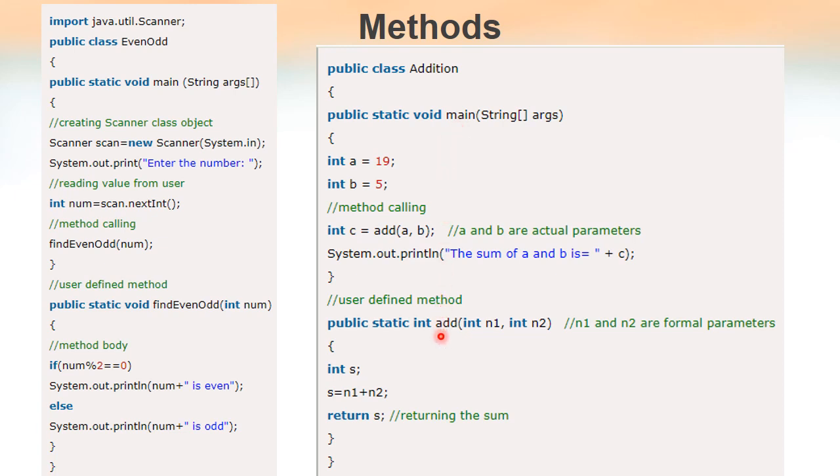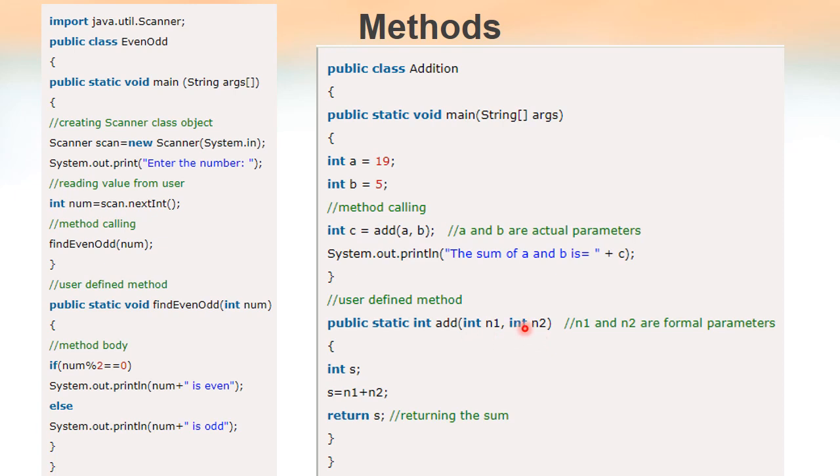If I have to call this method, I need to know whether this method returns anything. Here the return type is not void. That means this method returns an integer, it is mentioned as int. Then we have to look whether this method requires any parameters. It is clearly mentioned here, this method requires two parameters. Both of them are integers, int n1 and int n2. So both types are integers.